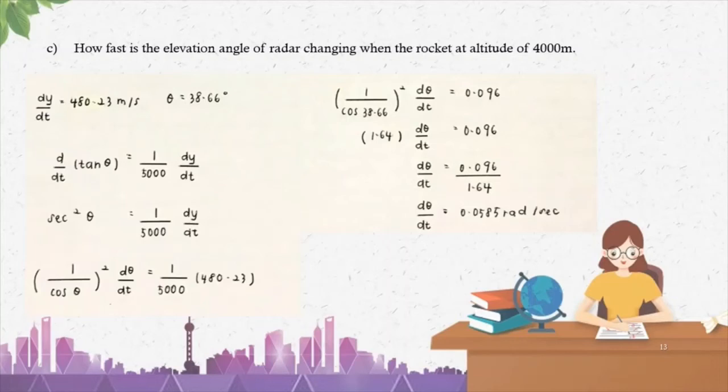So we put our value for dy over dt, that is 480.23 meters per second, into the equation. So we will get 1 over cos squared theta times d theta over dt is equal to 1 over 5,000 times 480.23. So we make d theta over dt our subject, and 1 over cos squared 38.66 will move to the right side, and we will get d theta over dt is equal to 0.0585 radian per second.